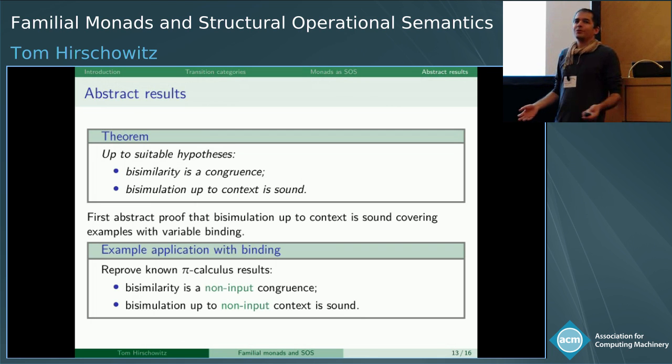Now, I don't have time to do more, so I'm just going to state the results. Under suitable hypotheses, notably the familial hypothesis of the title, which I don't think I'll have time to explain, bisimilarity is a congruence, and bisimulation up to context is sound. So I think the second point here is the first abstract proof that bisimulation up to context is sound that applies to cases with variable binding. As an example application with binding, we reprove known results about pi calculus, namely that bisimilarity is a non-input congruence, which means that it is preserved by all constructors except the input prefix. And bisimulation up to non-input context is sound also.